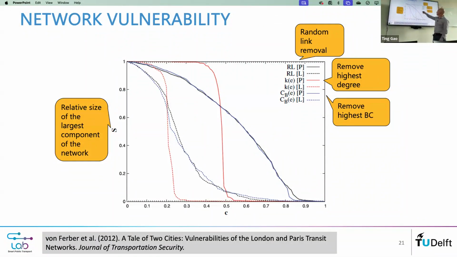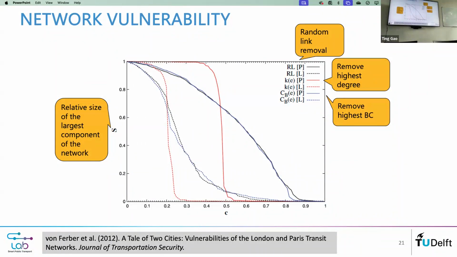And you can see the difference also for the random one, which is in black. It's not as abrupt, but there is a very clear difference with the London one. Look, by 50% of the nodes being removed, you have less than 10% of the graph, whereas in Paris, that's still about 70%. What characteristic of the network makes this distinction?